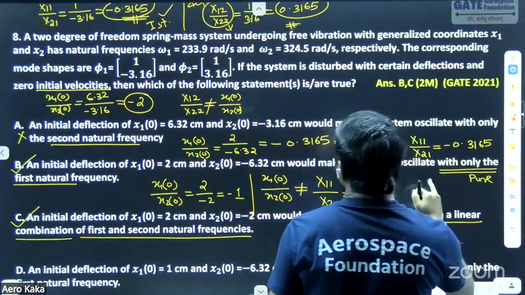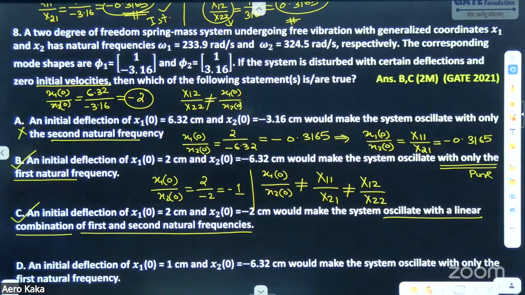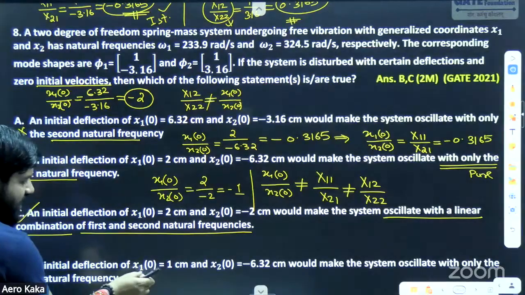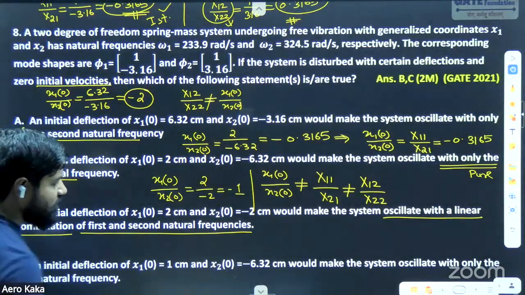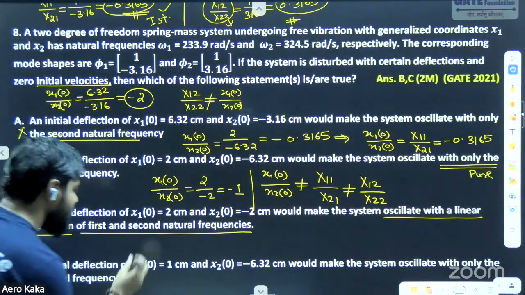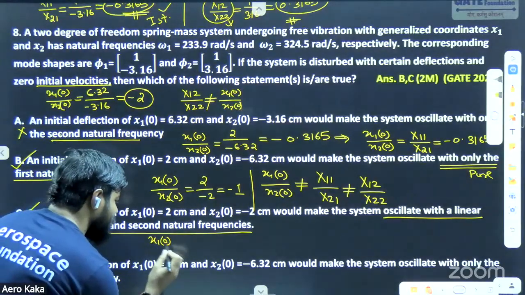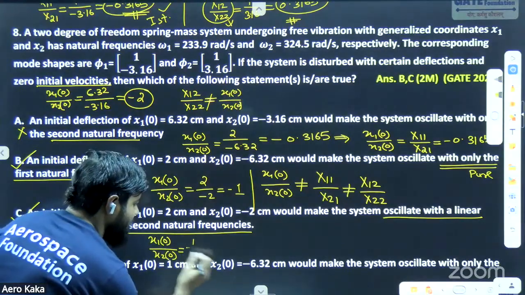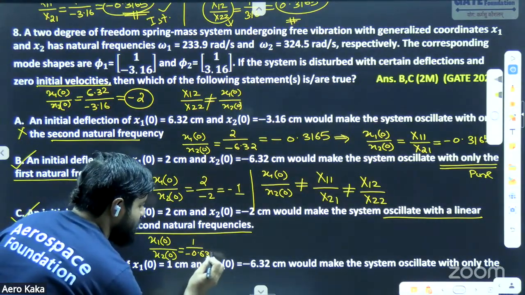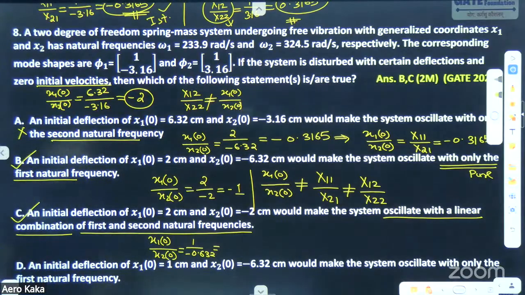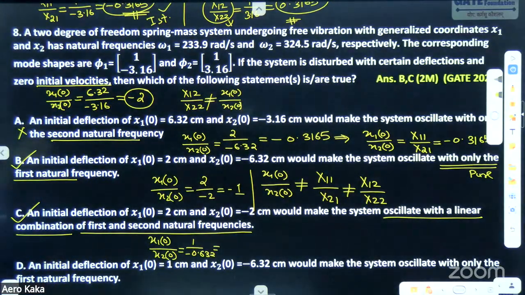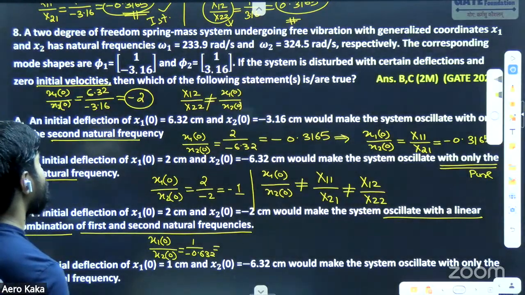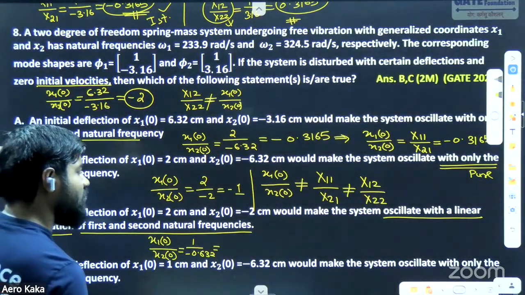What is the last option? They are saying an initial deflection of the first mass, x10, is 1 centimeter and x20 is minus 6.32 centimeter. Just compare what the ratio is first. Then we will look at what they are saying. So that's 1 upon minus 6.32. Could you tell me what this ratio is? Minus 0.1582.